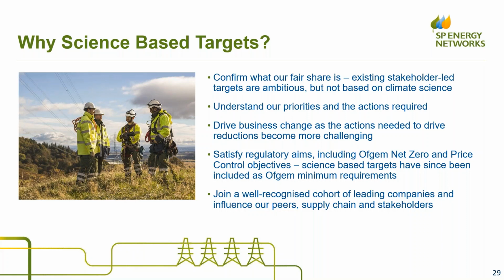So the targets that we have in our current strategy are a 15% reduction by 2023, an 80% reduction by 2030, and then carbon neutrality by 2050. 2050, in effect 2045 now that the law has changed in Scotland. So that's where we are. And what we wanted to do was to understand, once we know our fair share, what our priorities would be for carbon reduction, which areas we should tackle first, and the actions required to drive those reductions.